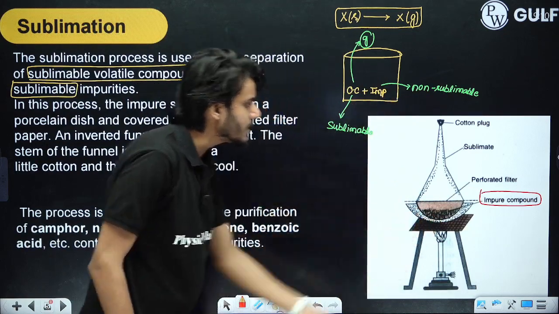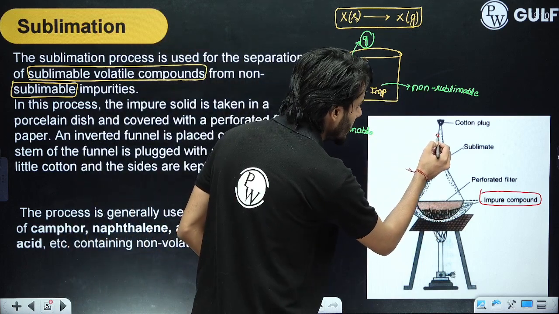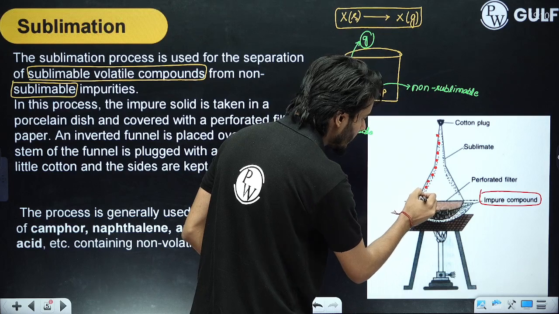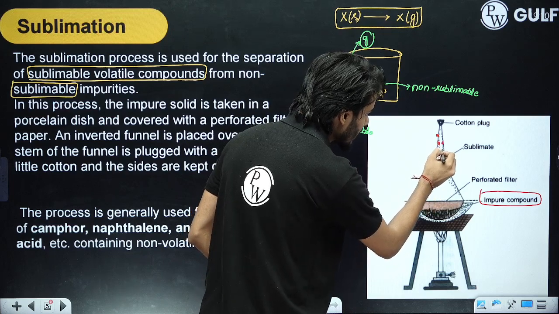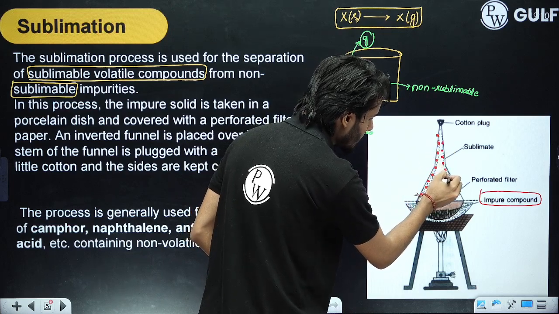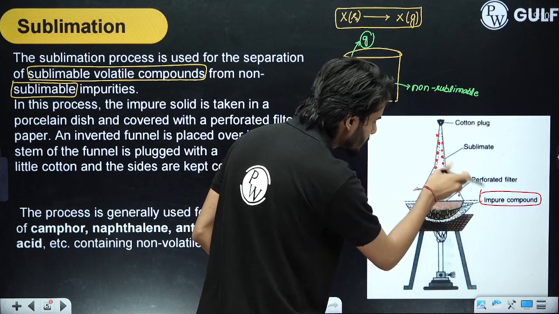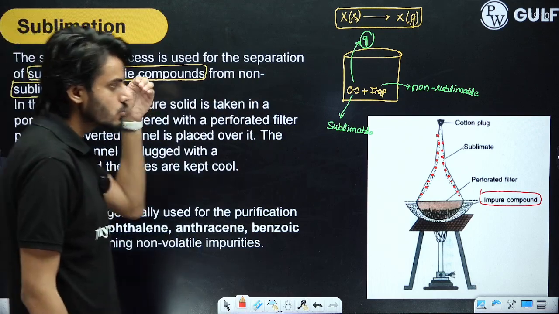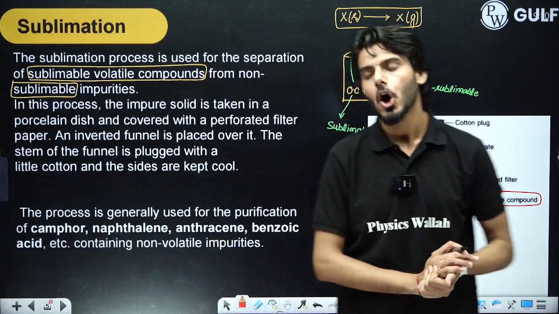But the other thing, the impurity, which is non-sublimable, will remain as it is here. So it means we will have the organic compound in the vaporized form here, which we can collect after this, and we will have the impurities as they are in the solution. And this is how we can use sublimation to purify our organic compound.